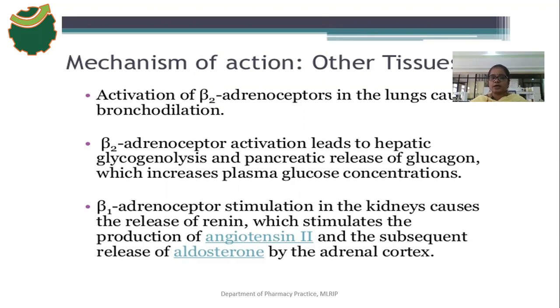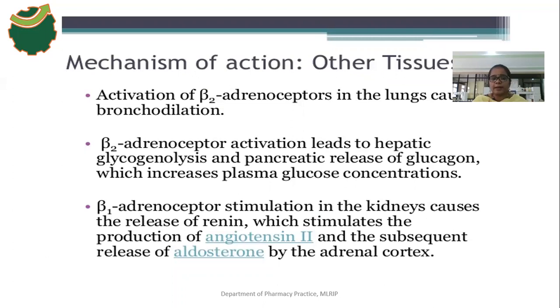Okay, due to hepatic glycogenolysis, the release of glucagon, and the inhibition of insulin hormone, there is an increase in the plasma glucose concentration. And the next one is beta 1 adrenergic receptors. They show a stimulatory effect in the kidney region. Then what will happen? It produces more release of renin. So the kidney releases the renin. Mainly the kidney consists of beta 1 receptors.